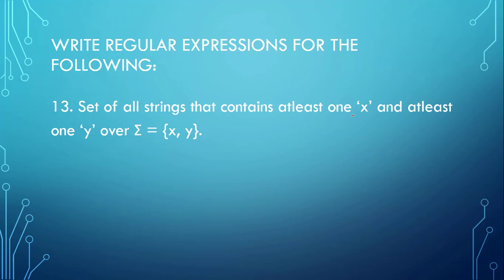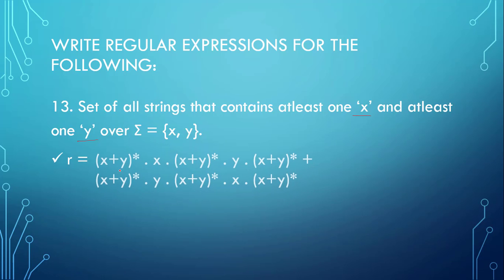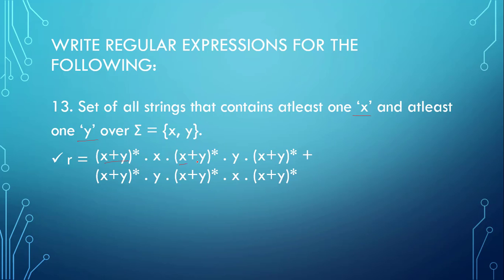Let us move on to our next question which says set of all strings that contains at least one X and at least one Y over the input X, Y. So set of all strings will again have X plus Y star surrounded around X and Y. Now when the question says at least one X and at least one Y, that means X and Y can appear anywhere in our string, but provided that they come in certain sequence. That means it can be either XY or YX position.